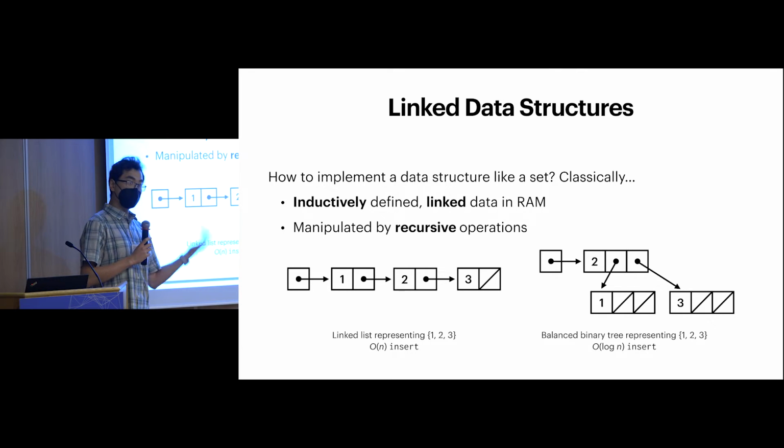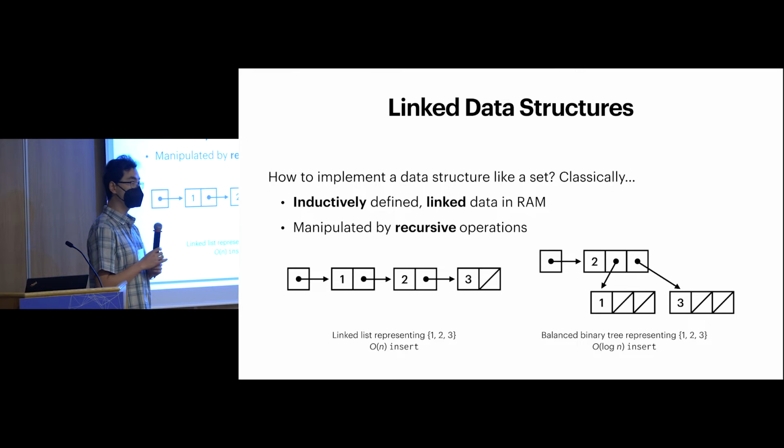So far we've been talking relatively abstractly, right, just about the abstract idea of a data structure and what it can do. But how do we actually implement them on a physical computer? Well, how do we do it classically, right? Generally, we're probably relying on some sort of inductively defined data structure that is represented in hardware random access memory using pointer linking structures. And we manipulate these using recursive traversals of the data structure.